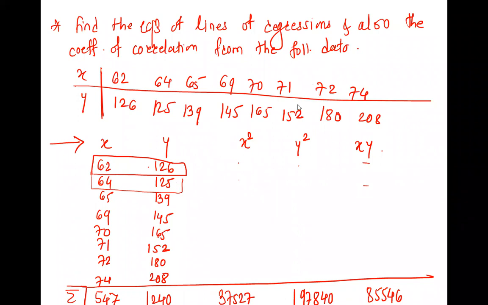Yes. So all these summations are there. What is n? We need capital N also. What is n? 8. The total number of observations, just count 1, 2, 3, 4, 5, 6, 7, and 8, right? So here n is equal to 8.